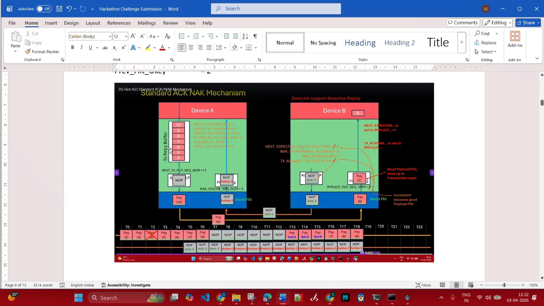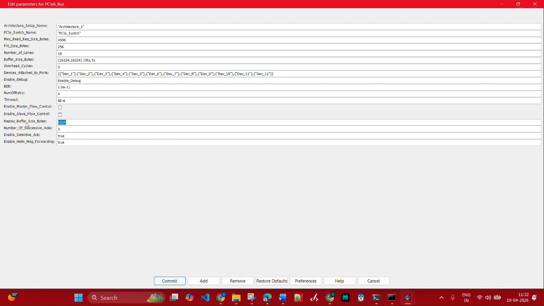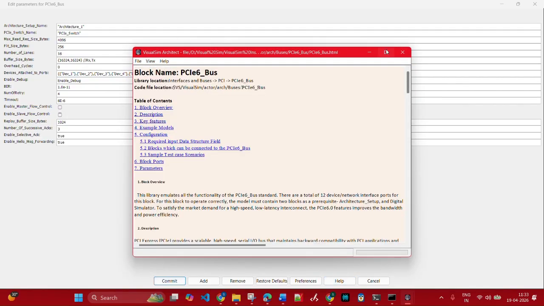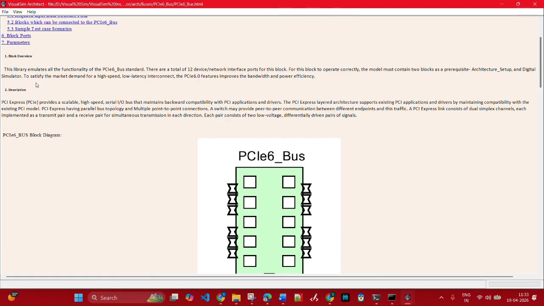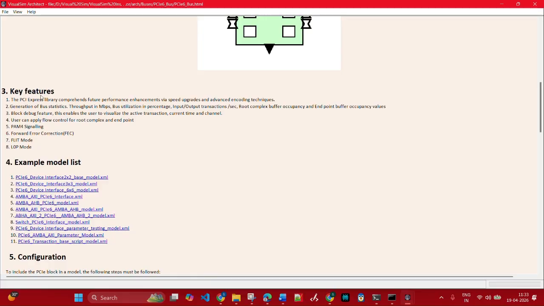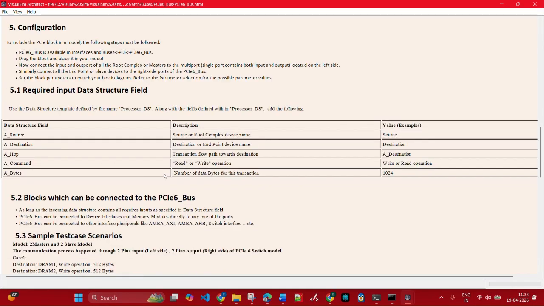So this retry buffer size, right? Only that we are considering here, the replay retry buffer size. I've kept my retry buffer at 1024, and the number of successive acknowledgements I have kept at 3. If you want to know more about this, there is a help section, and here we have a basic overview of what the PCI bus is, what its key features are, and what the configuration is.